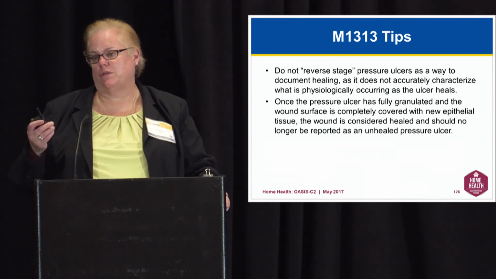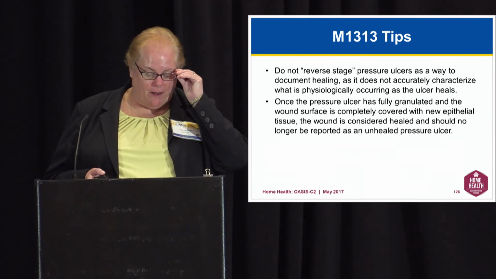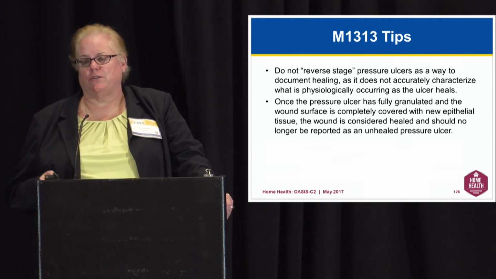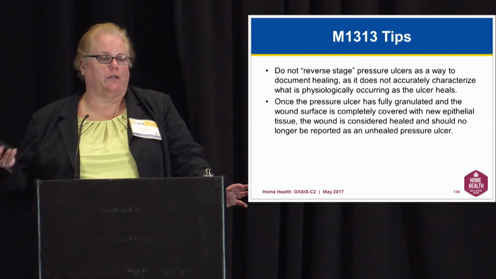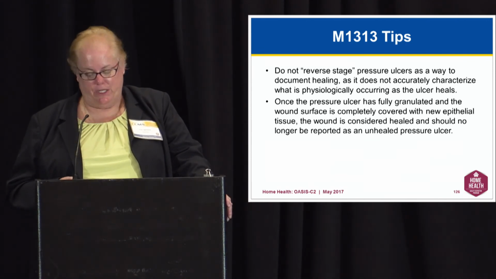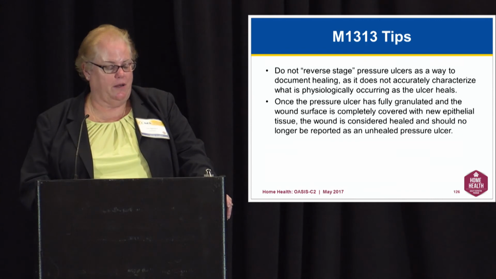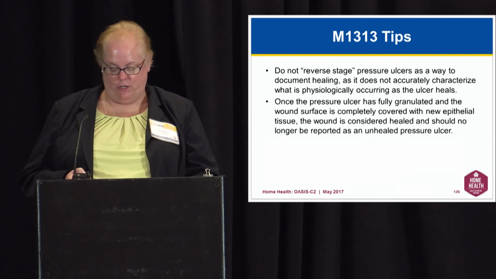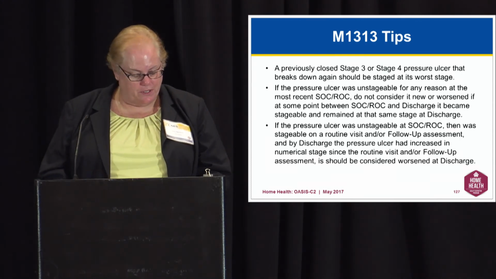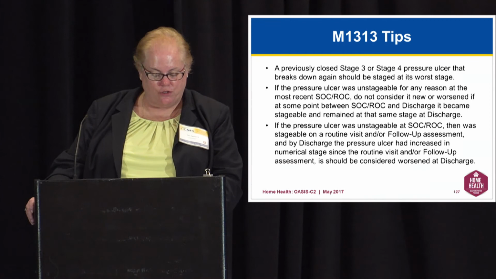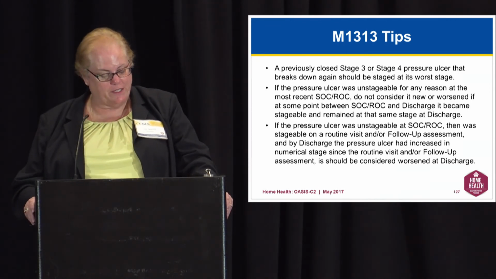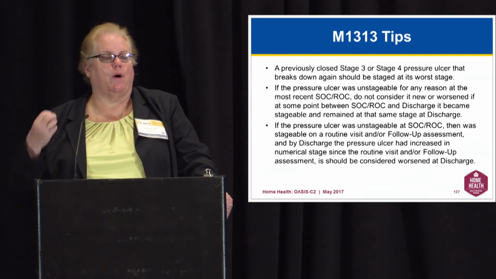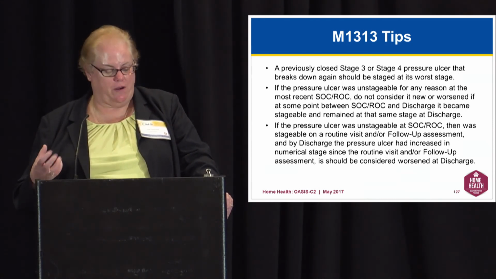We had some conversations with some providers that came up during the break and talked about some slight difficulty in educating on what should be put in the clinical record versus what should be coded on the OASIS. But we use the OASIS manual and the Q&As to actually code the OASIS. So some of the tips: a previously closed stage 3 pressure ulcer that breaks down again should be staged at its worst stage. So that's important. We already talked about why it's so important to find out what its deepest anatomical stage was, if you can find it.